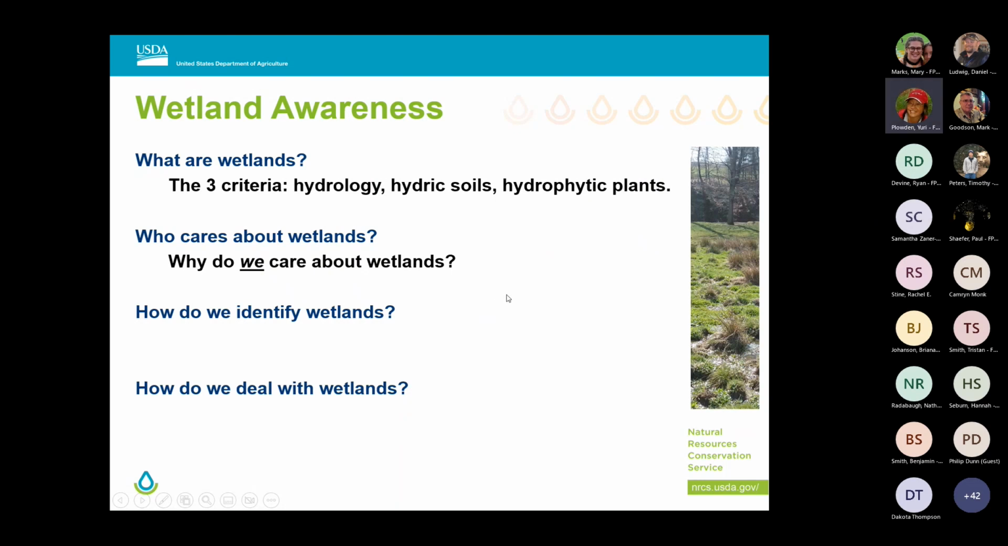So these are the things that we're going to go over in this presentation the next half hour to 40 minutes or so. So what are wetlands? There are 3 criteria: hydrology, which means water, hydric soils, and hydrophytic plants. So these are soils that formed in wetlands and plants that grow in wetlands. So we'll cover who cares about wetlands and why do we care about wetlands, how do we identify them, and how do we deal with them.